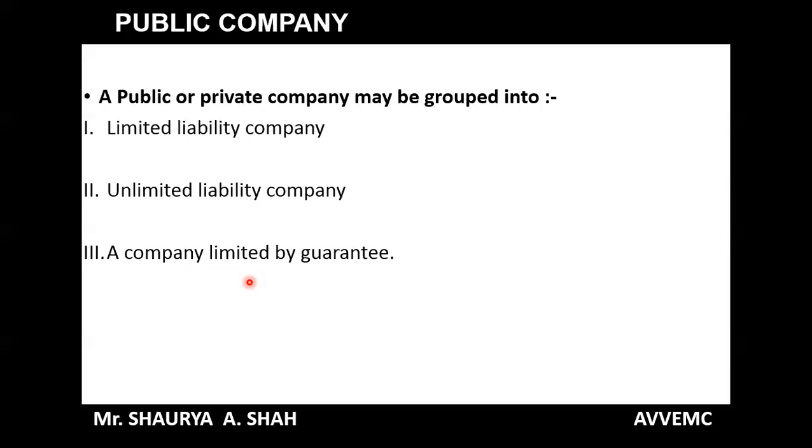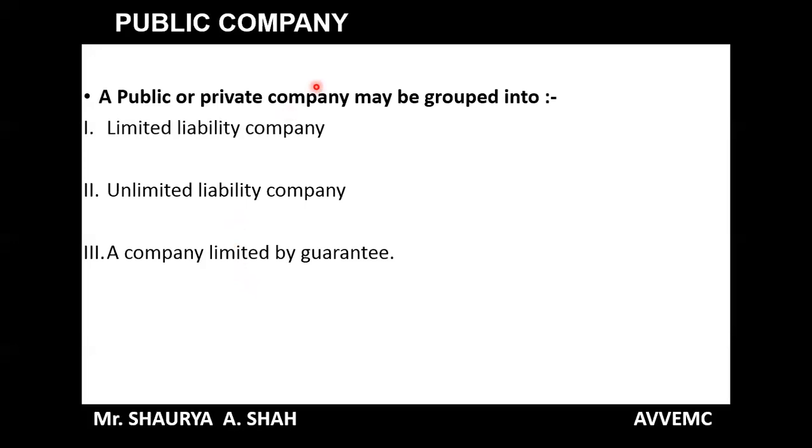Many a time it happens that during liquidation, suppose I gave the guarantee of 5 lakh rupees apart from the paid up capital. So I need to pay 5 lakh rupees at the time of liquidation. Some may give more guarantee, some may give less guarantee. It completely depends upon the memorandum of association and articles of association of the company. So that is known as, students, a company which is limited by guarantee. I hope it is clear.